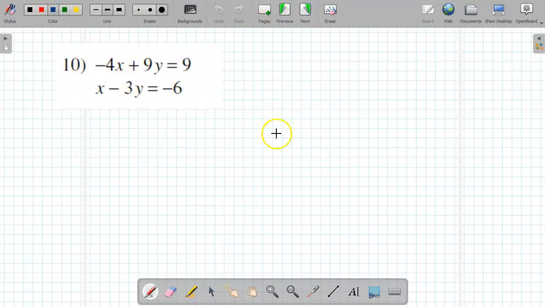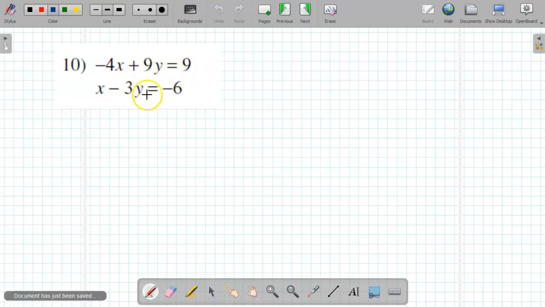Here for our next question, we run into a problem. I don't have anything that would cancel out right now, even if I change the signs on everything. So in this case, I'm going to have to do a little bit more than I did in the last problem, and I'm going to have to multiply the equation by a number besides negative 1 or positive 1.